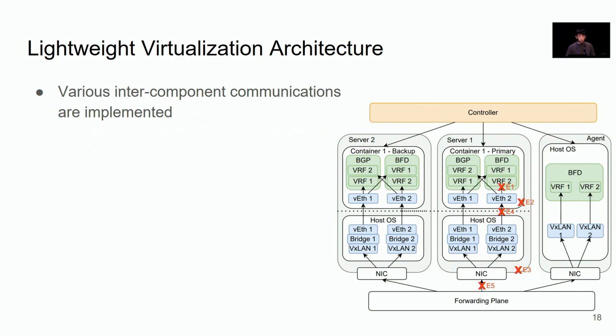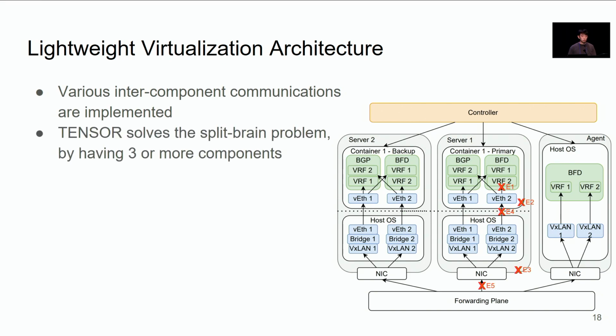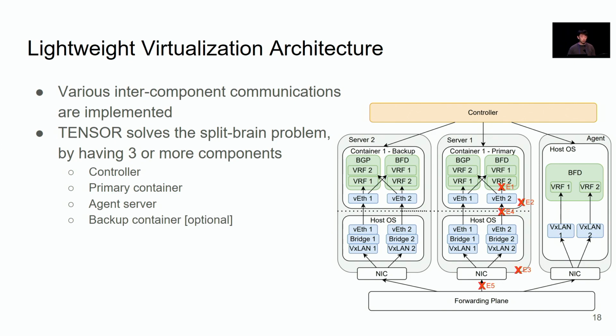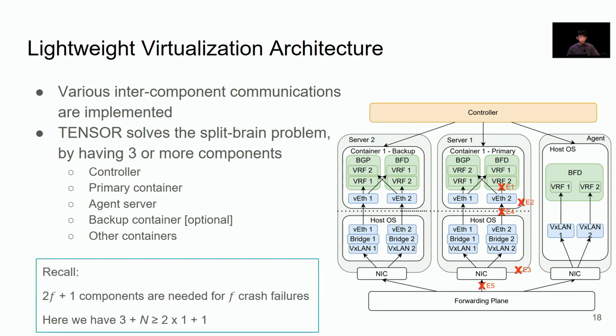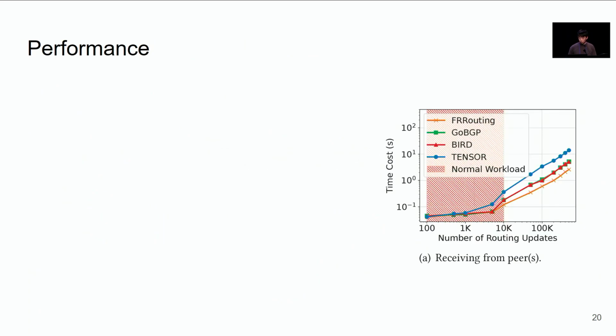Okay, so we further implement various inter-component communications that help us solve the split brain problem, because right now we have many more entities in the system. We have the controller, we have the primary container, we have the agent server, optionally we have the backup container, and we also have many more containers. And this is more than enough for the single point failure that we try to tackle. Next, I'll show some results.